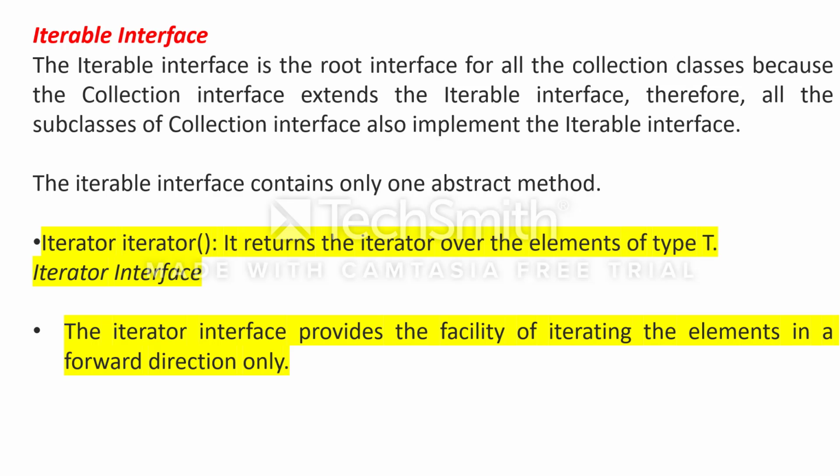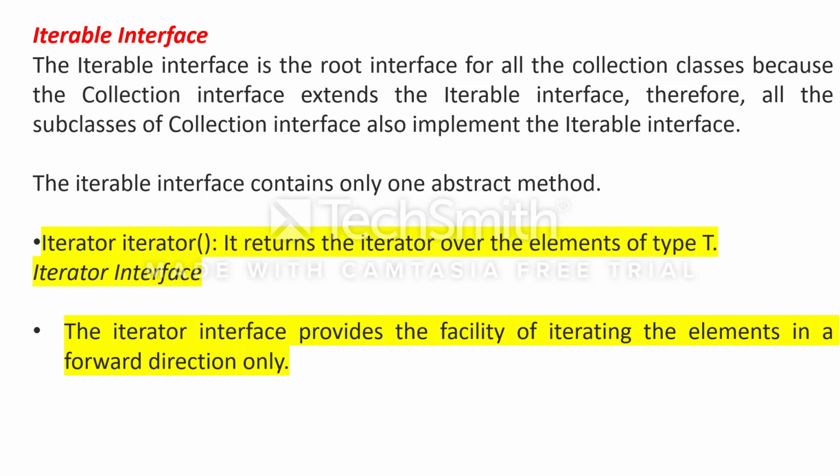It returns the iterator over the elements of type T, which is called the Iterator interface. We're going to explain it in detail in the next slide. The Iterator interface provides the facility of iterating the elements in the forward direction only. So what happens is you cannot go back.